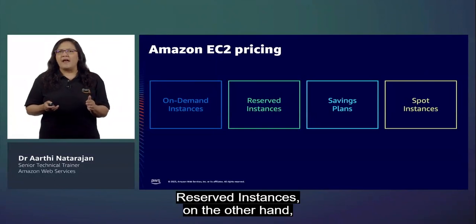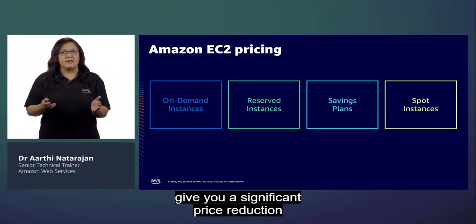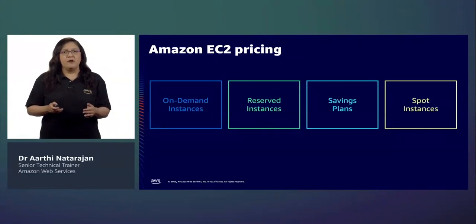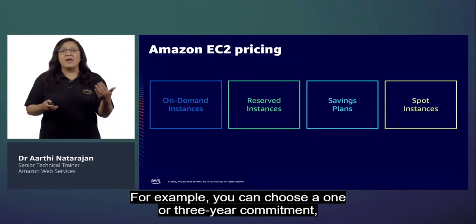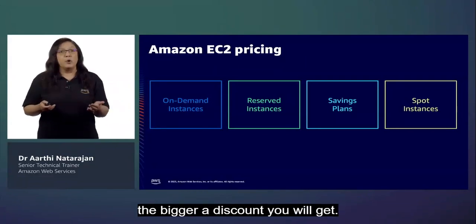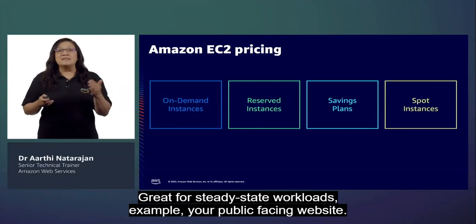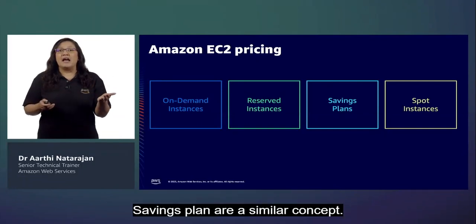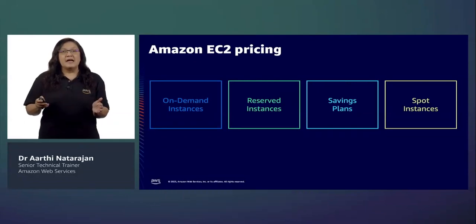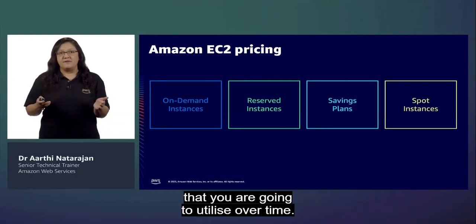Reserved instances, on the other hand, give you a significant price reduction for workloads that run permanently. For example, you can choose a 1 or 3-year commitment, and the more you pay upfront, the bigger a discount you will get. Great for steady state workloads. Example, your public-facing website. Savings plans are a similar concept. You can commit to a certain amount of capacity that you are going to utilize over time.